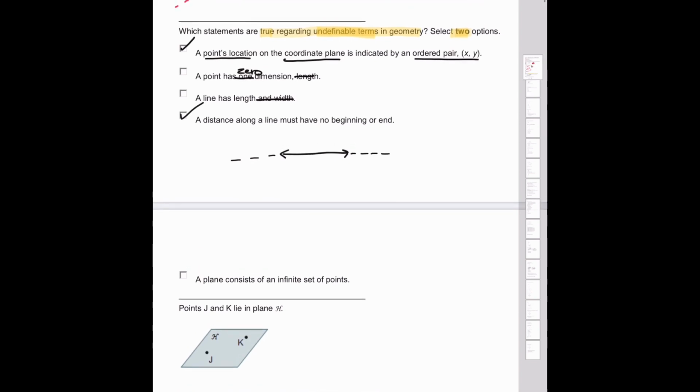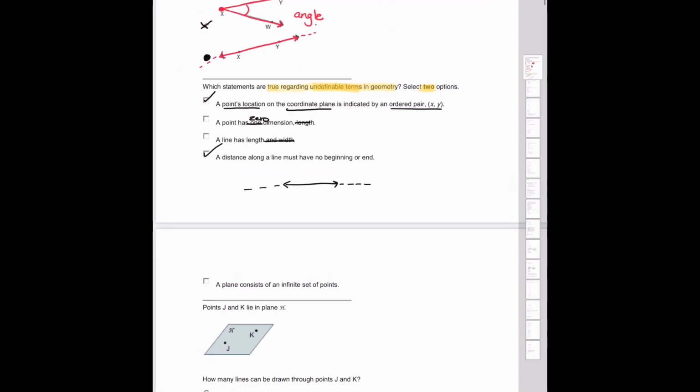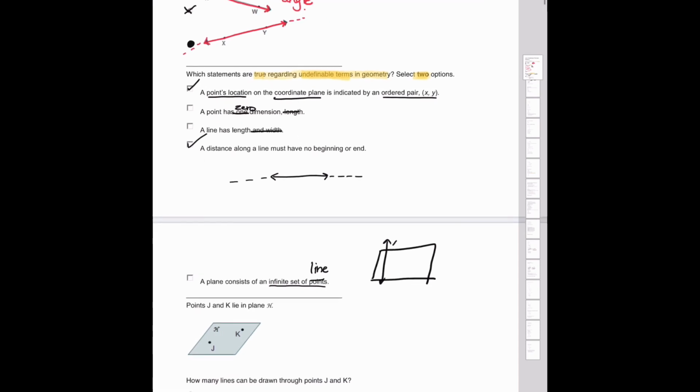This part is part of that question, so let us just review it. It states that a plane consists of an infinite set of points. Well, we actually know that a plane consists of an infinite set of lines, while a line consists of an infinite set of points. We did review this in the previous problem, and basically a plane is composed of an infinite set of lines, looking very much like this.